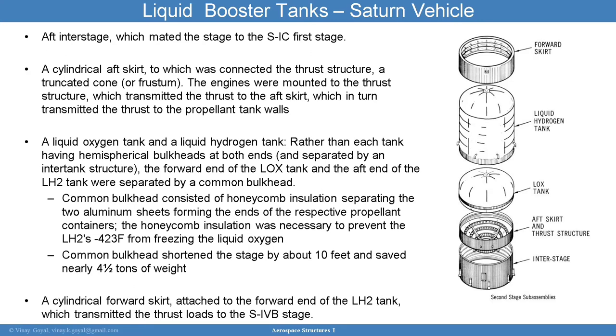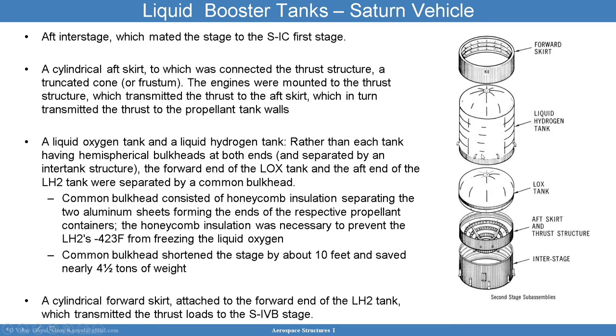Typically, the engines will be mounted to some sort of thrust structure, which then transmits the thrust loads to the aft skirt. And here you can see the aft skirt as an example. And you can see here a picture of the thrust structure. So the engine is mounted to that, and the interstage houses the engine inside. A liquid oxygen tank here is shown, and a liquid hydrogen tank is shown.